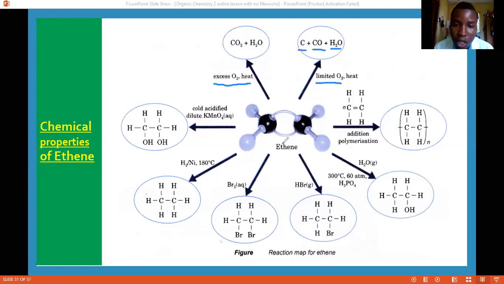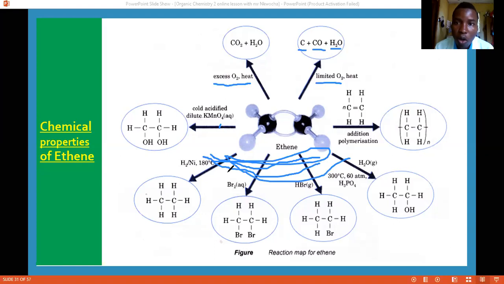Now, another reaction it undergoes is addition. Take note that all these ones here are addition reactions. I've labeled them. All these three arrows are addition reactions. Even this one is an addition reaction, but we try to call it oxidation. So all these ones are addition reactions.